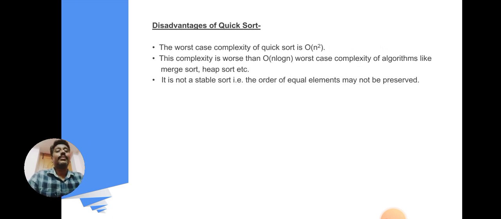What are the disadvantages here? The worst case complexity of quicksort is order of n squared. Suppose we give already sorted elements to quicksort. This is the worst complexity, because already arranged values are again compared to make ascending order.